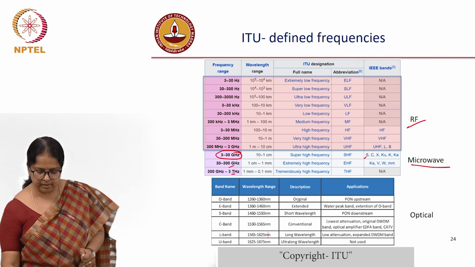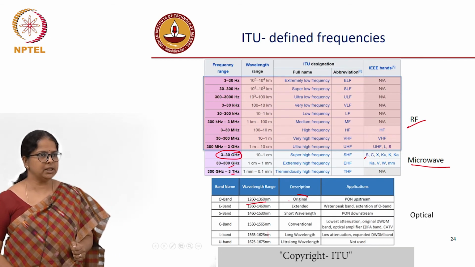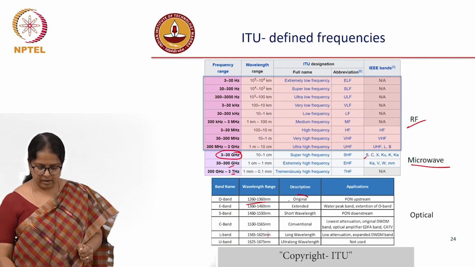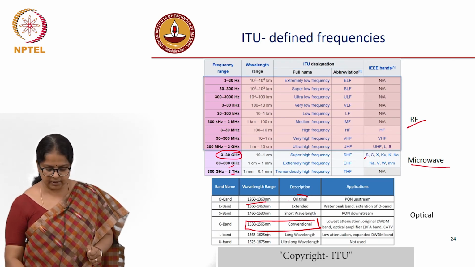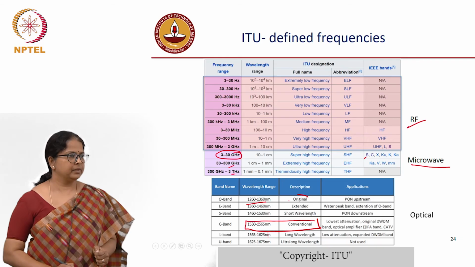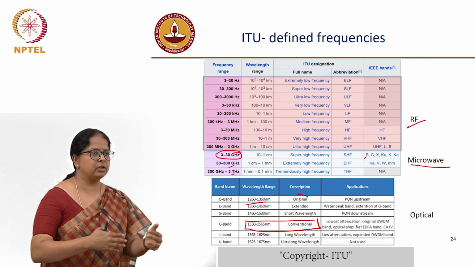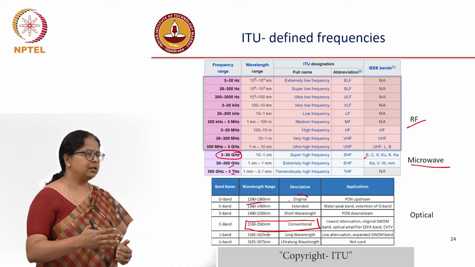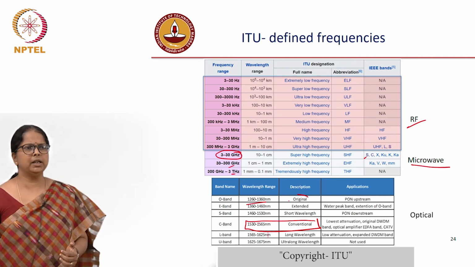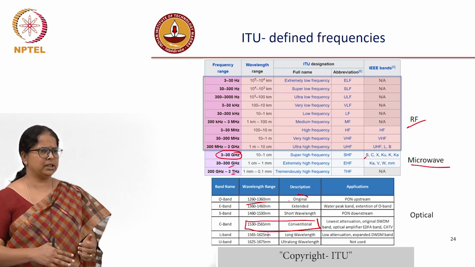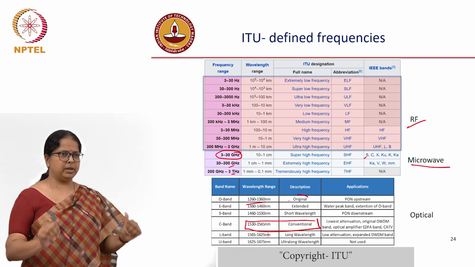Applications we will talk about later, but the original band is the O band, which is 1260 to 1360. Then you have the E band. The most conventional band, that is why it is called conventional, is the C band, 1530 to 1565 nanometer. Correspondingly you can now calculate the carrier frequency. 500 nanometer was 600 terahertz, so 1500 nanometer would be about 200 terahertz. So roughly around 200 terahertz is the carrier frequency for optical communication.